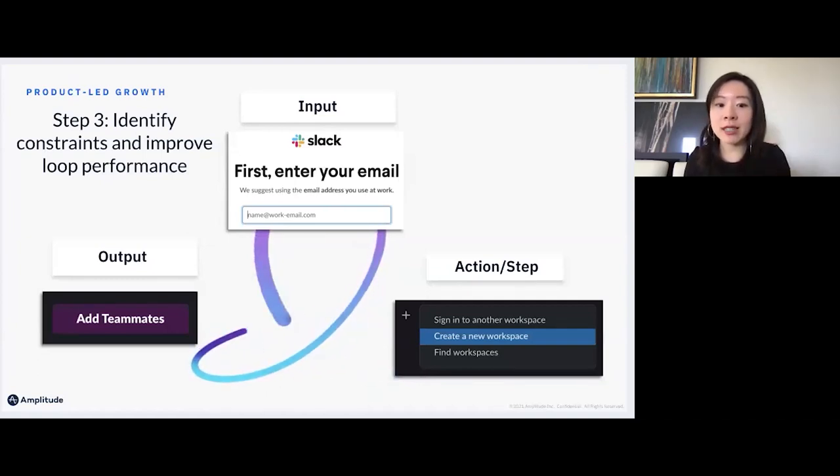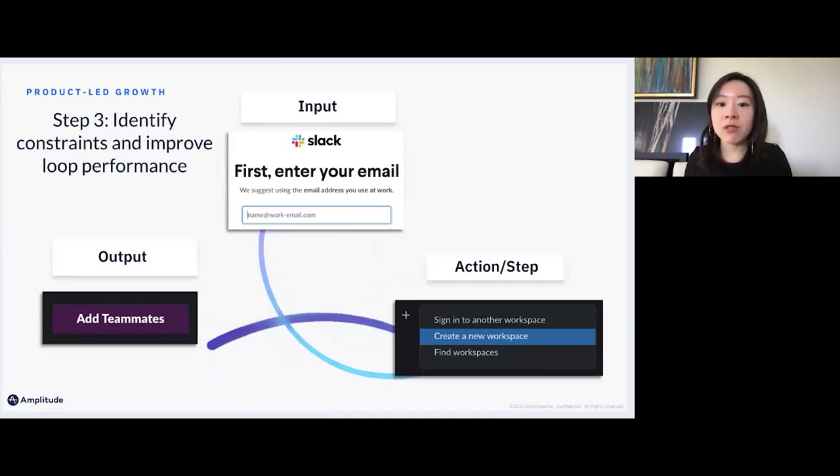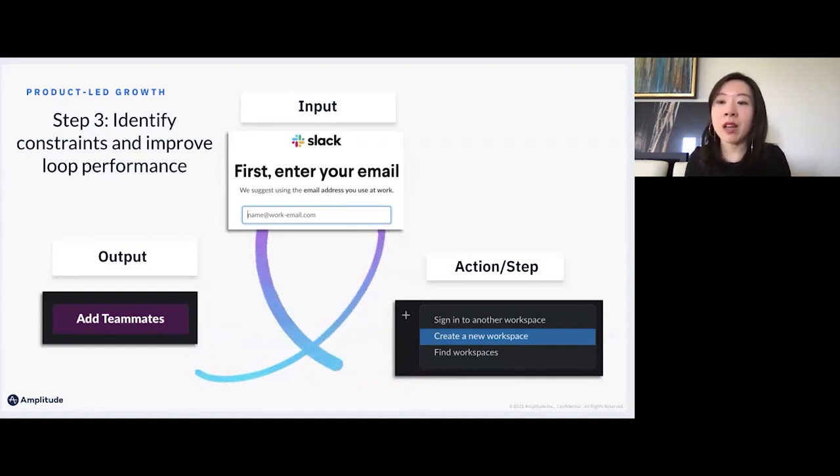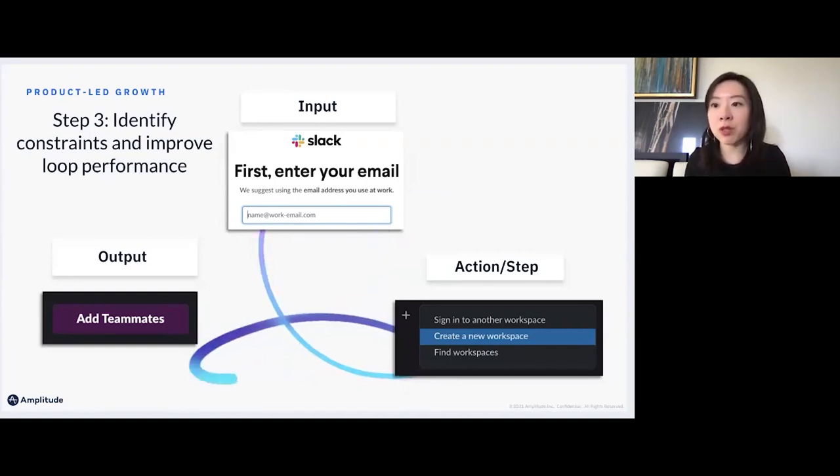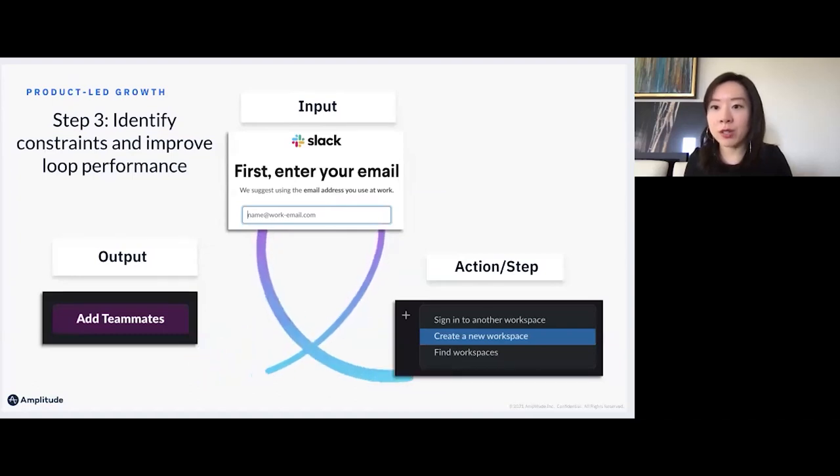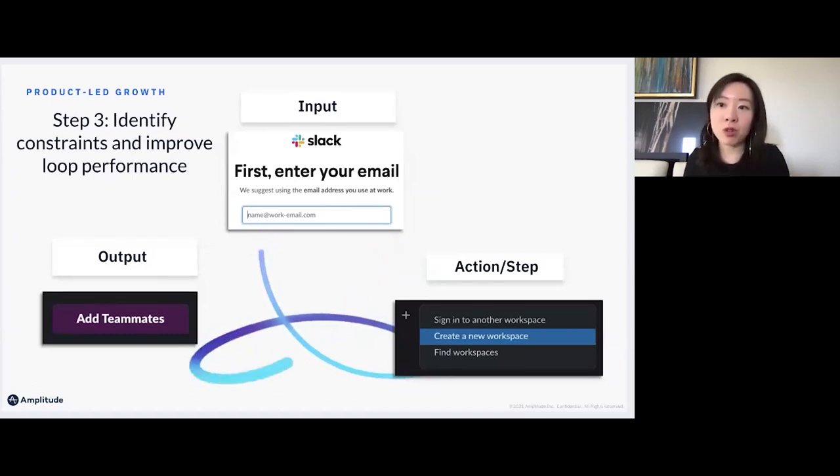So let's just take the example that we just saw before. It's very clear from the metrics that we modeled out. There are two top constraints in that particular viral growth loop. Number one was the percentage of users sending invites. The vast majority of your active users in that model weren't actively inviting other new users. And the second top constraint in that particular growth loop was the percentage of invites being accepted.